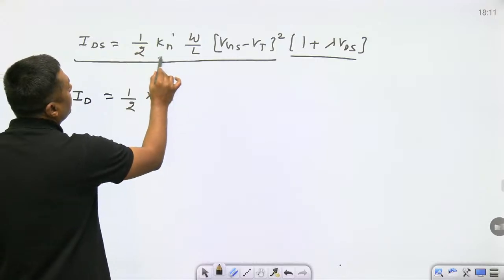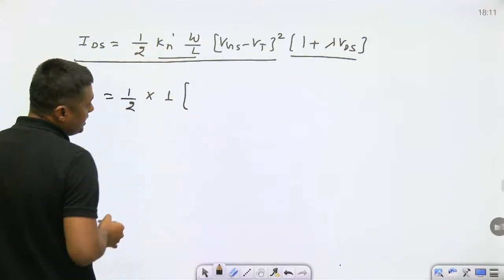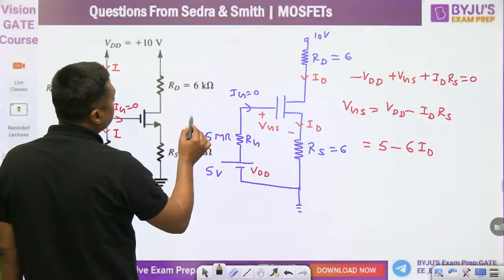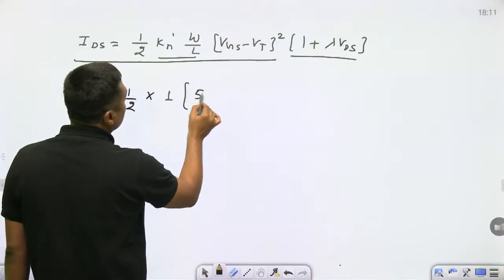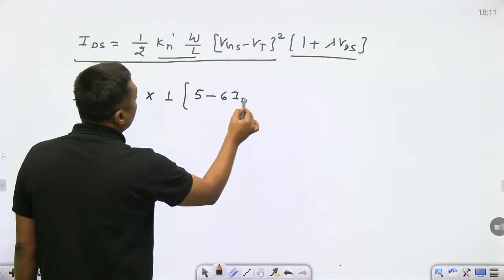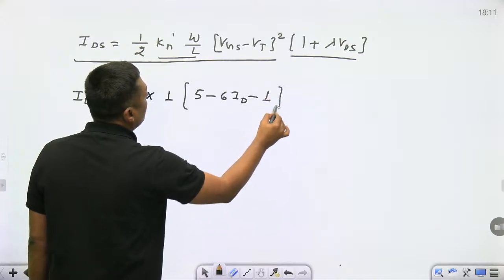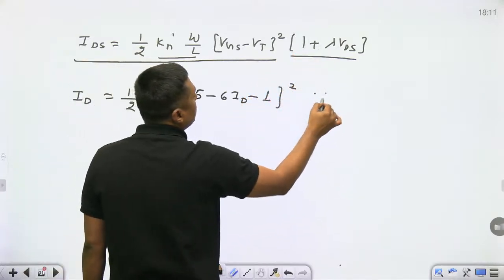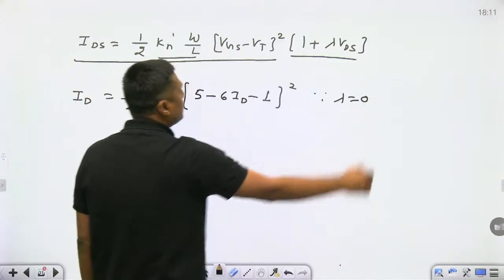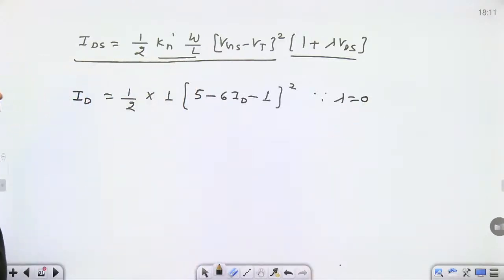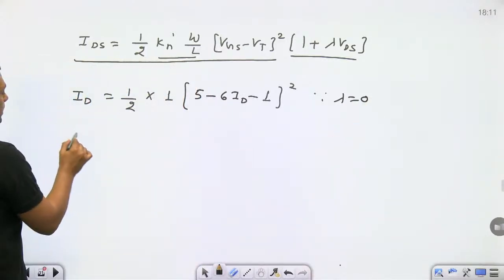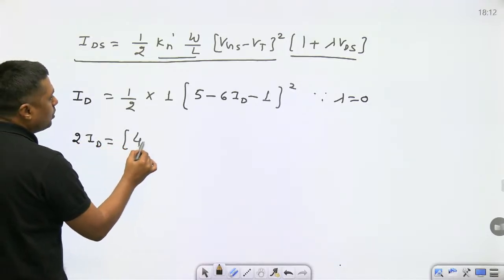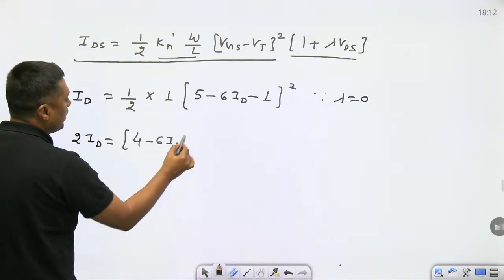1 milliampere complete. In place of VGS you have to put the value 5 minus 6 ID, minus VT. VT is given as 1 volt, squared, and this term is 0. That's why it will become 1. Lambda is 0, no channel length modulation. Neglect channel length modulation, then it will become 2 ID. Here you will get (4 minus 6 ID) square.